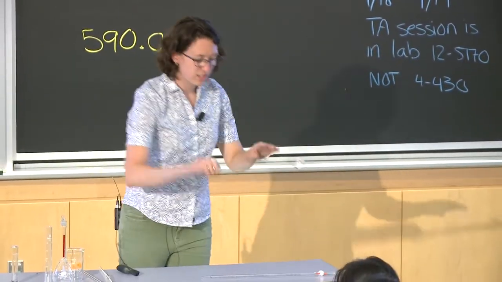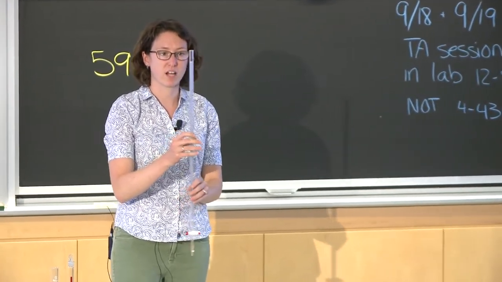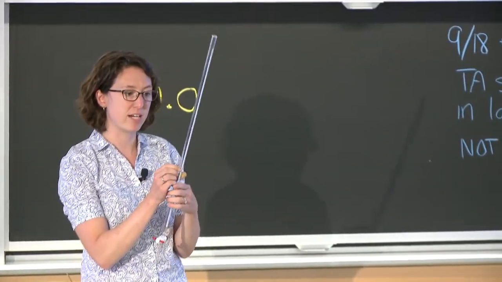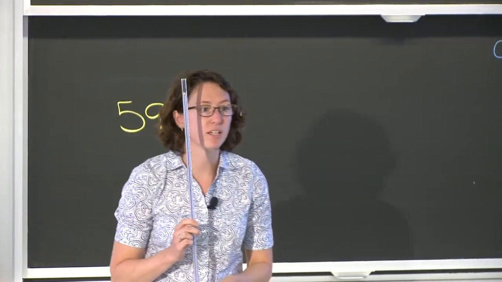With burettes, this is a 50 milliliter burette, and it doesn't have a tolerance listed on it, but it has markings every 1/10 of a milliliter. So what would the uncertainty in a burette be, in this burette?